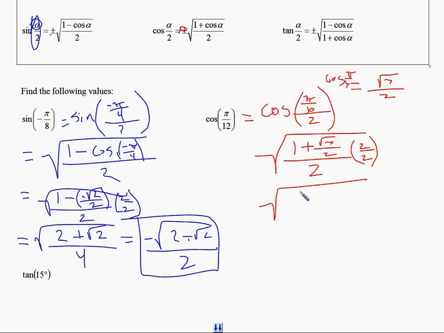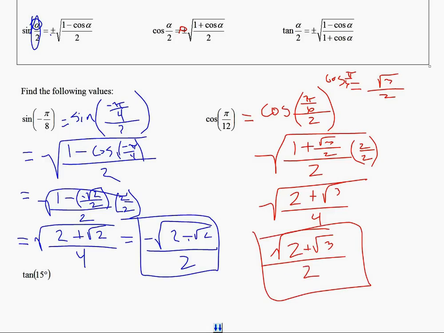So distribute this, I get 2 plus, these cancel, radical 3 over 4. I'll take the square root of that 4. And this all breaks down to the positive value of the square root of 2 plus radical 3 over 2. So really it's just a formula. We're substituting and then simplifying.